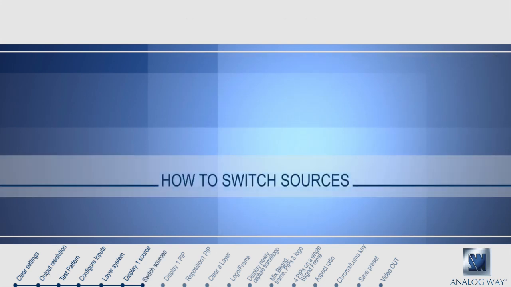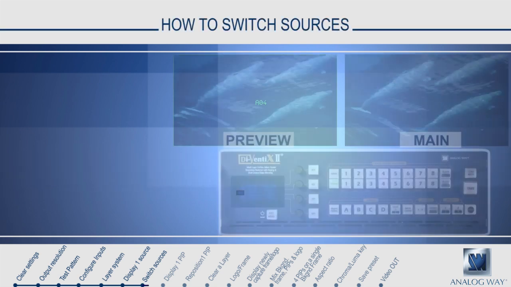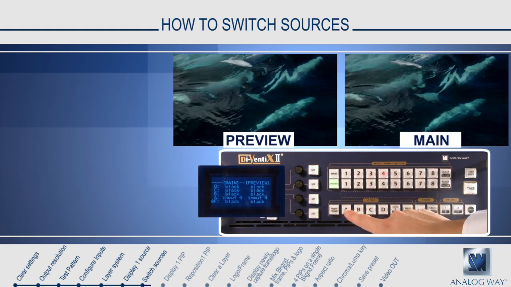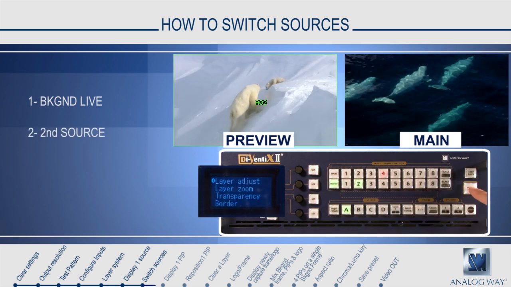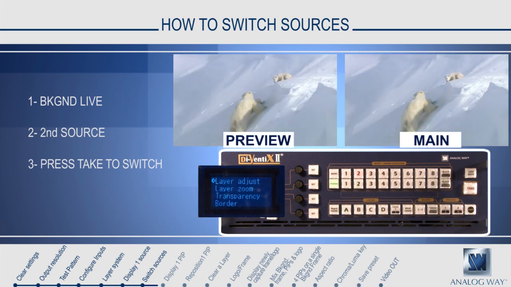How to switch sources. To switch your source, first select the layer you wish to switch, then select the new source on the preview row. Press Take to view the result on the main screen.